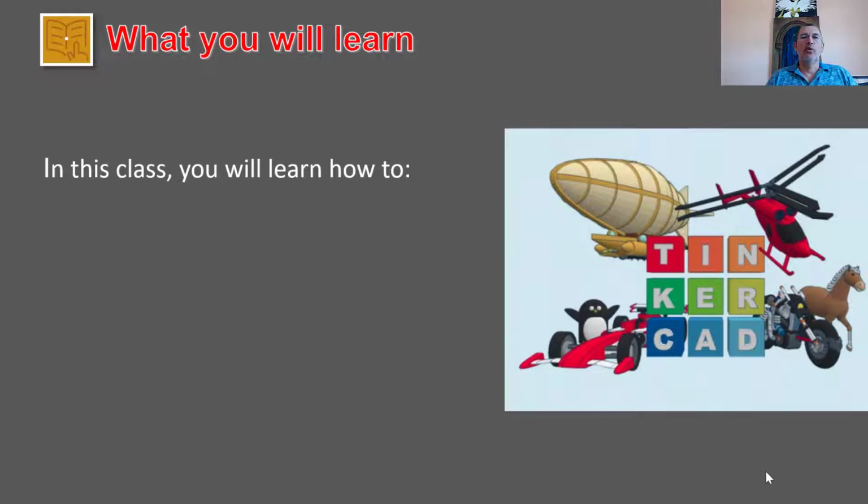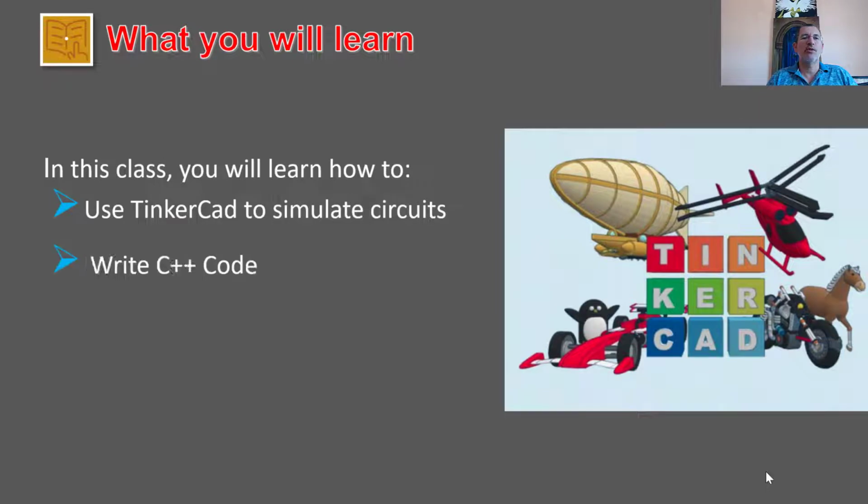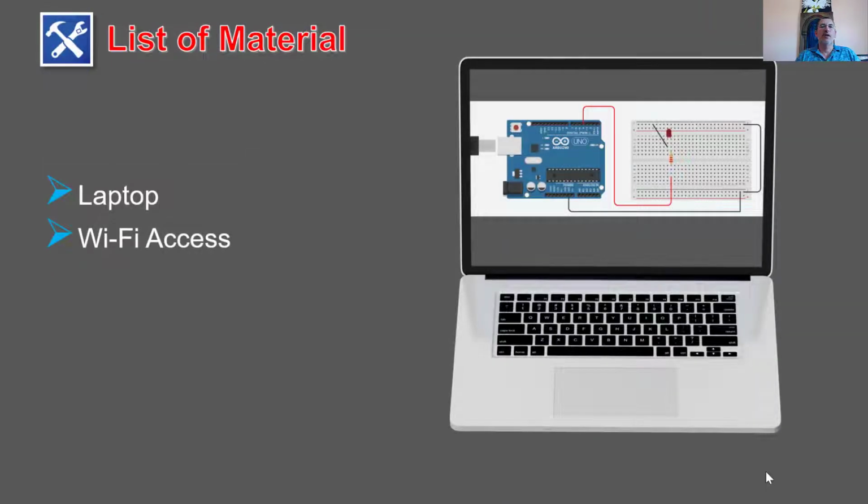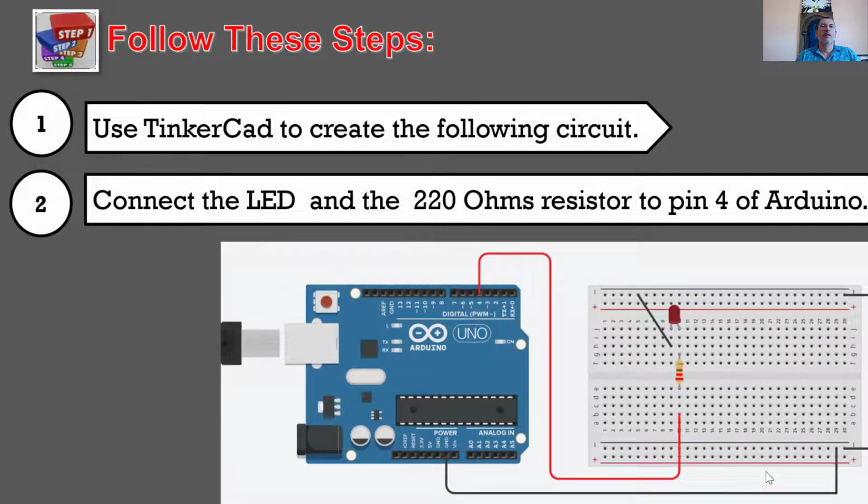So what you will learn: use TinkerCad to simulate circuits, write C++ code, and use for loop statements. You'll need a laptop and Wi-Fi. First, let's create a simple circuit using an LED, a resistor, and connect it to pin number 4 of your Arduino. We're just going to be using simulation.